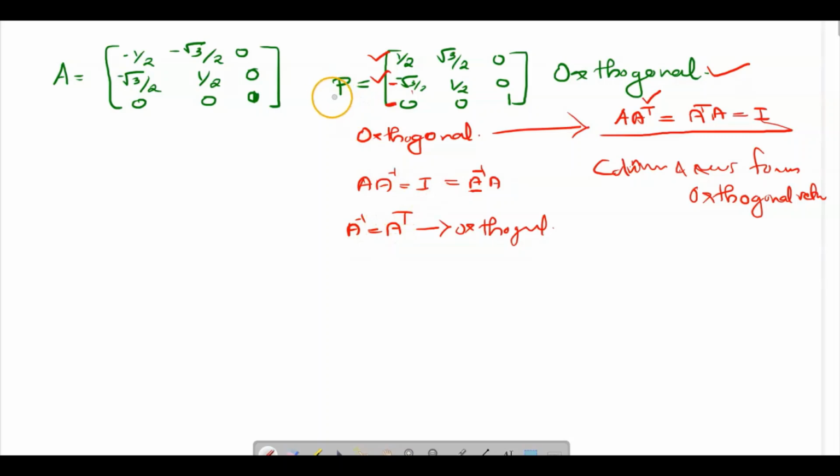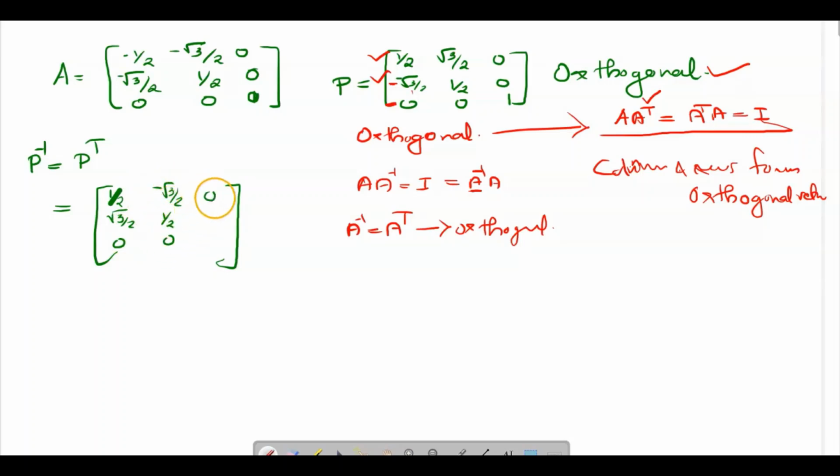So to find P inverse, it's very easy. P is an orthogonal matrix, so P inverse is P transpose. So P transpose equals 1 by 2, root 3 by 2, 0; minus root 3 by 2, 1 by 2, 0; 0, 0, 1. So P inverse is there. Now we want to find P inverse A P.